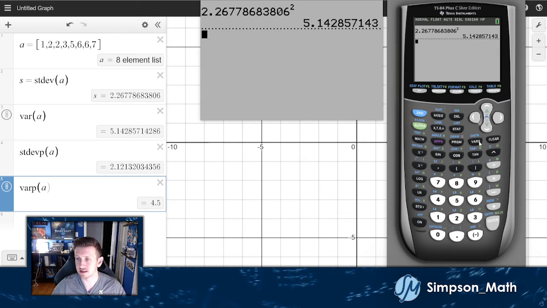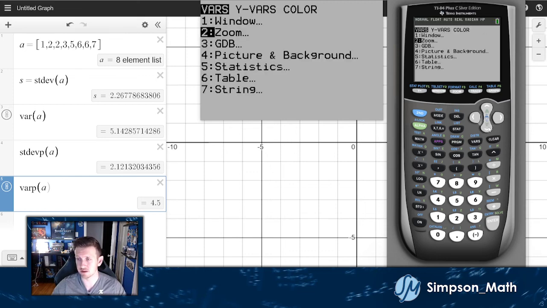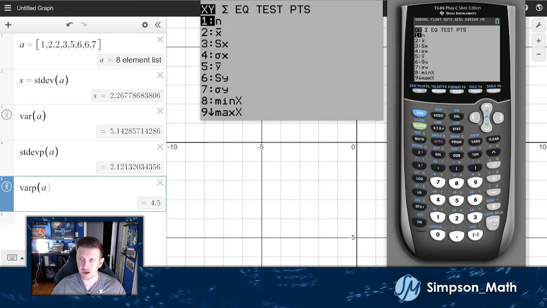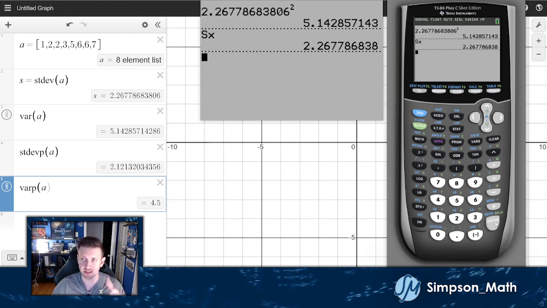So if you press vars, this is not short for variances. This is short for variables. Vars, and then go down to statistics. These are my statistical variables. A lot of statistical variables were just calculated and saved, so they're not so much variables, but they do change each time you do a calculation. So if you see this sx, that is what we just found, which was this 2.26 or 2.27. If I just select it and press enter, there's that standard deviation exactly.